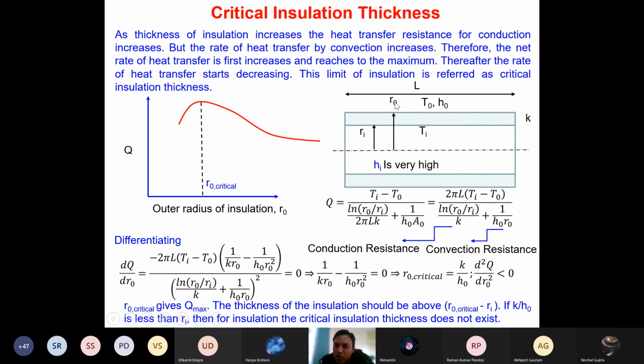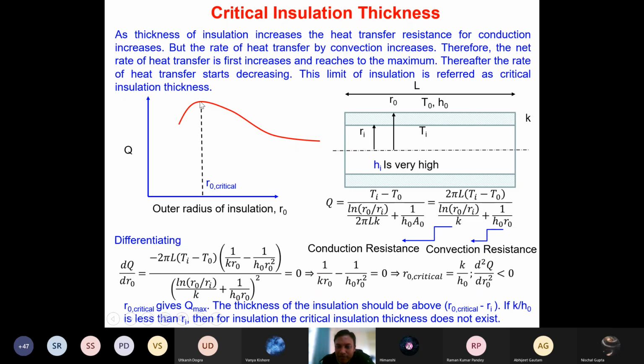Insulation thickness here will be R0 minus Ri. And this R0 is a variable because as I increase more insulation, R0 will increase. But this Ri is fixed. Ri is the pipe diameter, isn't it? That is fixed. Do you all agree? So I wanted to find out the value of R0 at which I am getting the maximum for Q.